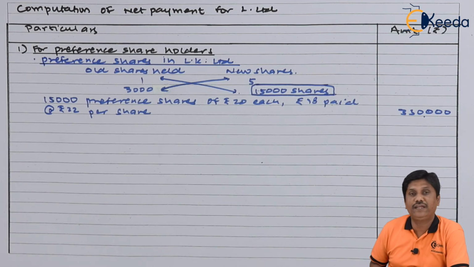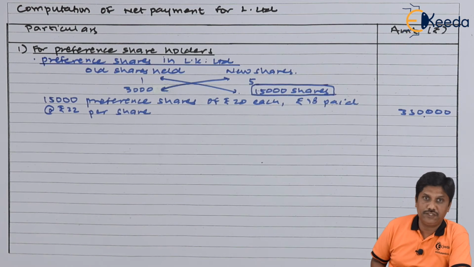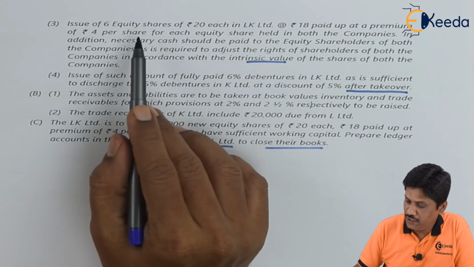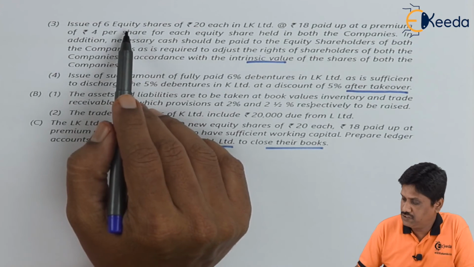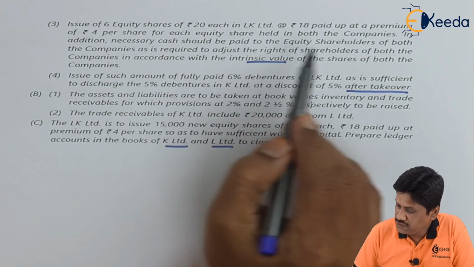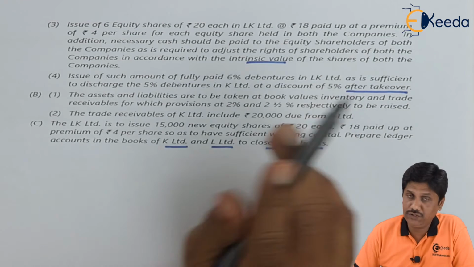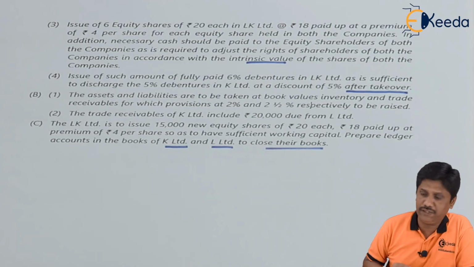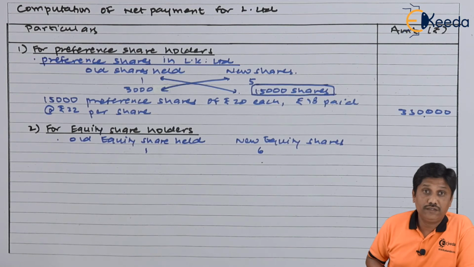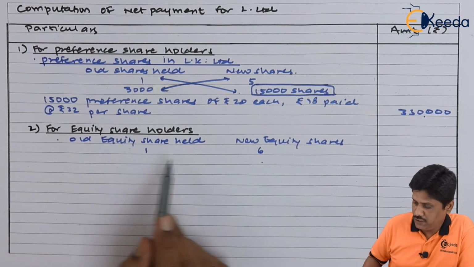Now, in the same manner, I need to work out payment for equity shareholders. Friends, for equity shareholders, they already mentioned they will give 6 equity shares for each share held for both the companies. So in the same manner as we did in the earlier company, we will do the calculation. Old equity shares held, and again we will get the new equity shares. So here they give you the ratio. If you have 1 share, you will get 6 shares.